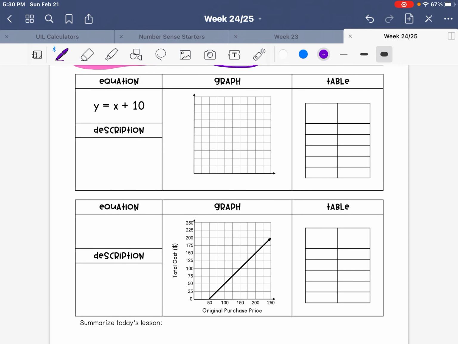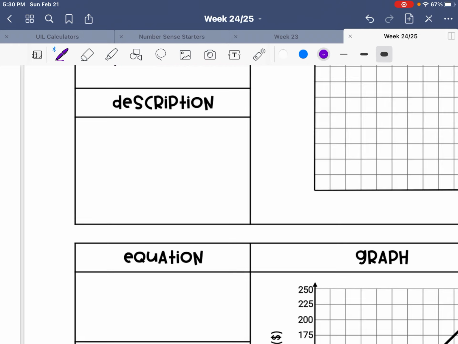All right, now the second example, they gave us an equation. So we have to come up with a word phrase that could represent adding 10 to x. As you can see, y equals x plus 10 is our equation. So something where we're adding 10. I've got a great idea.